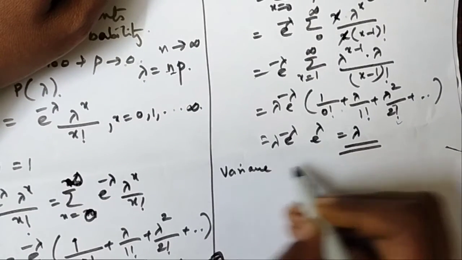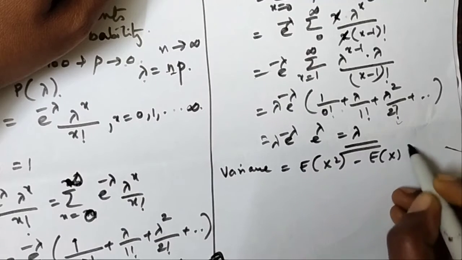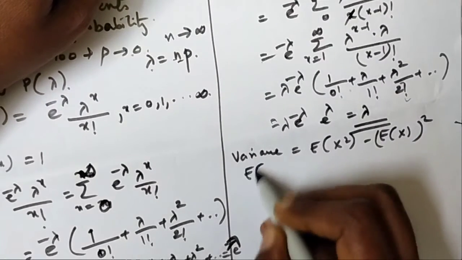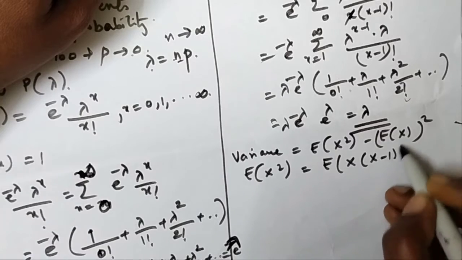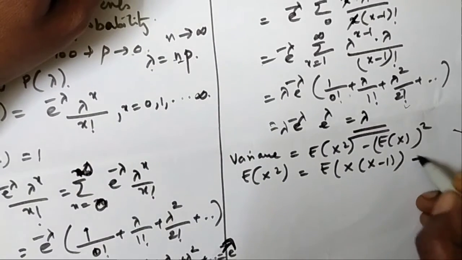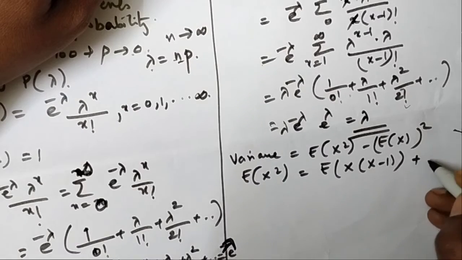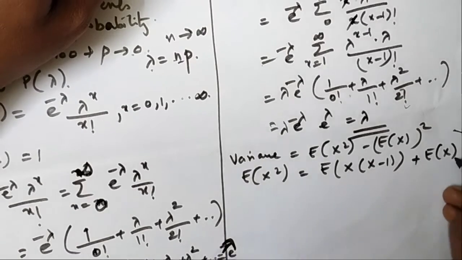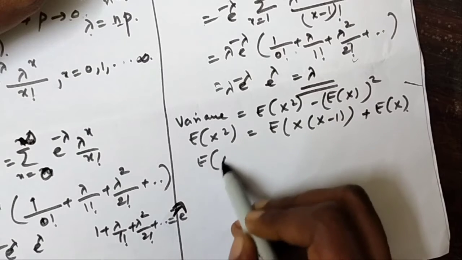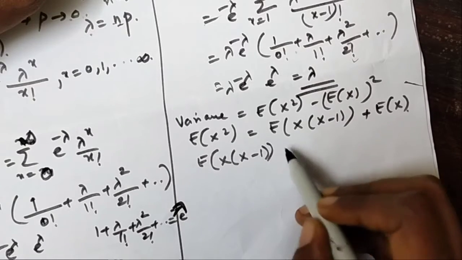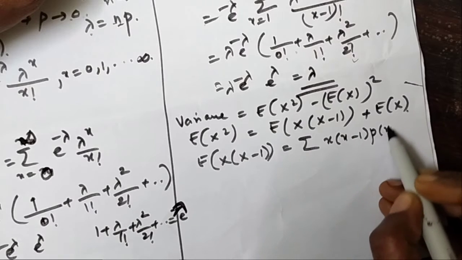Again, variance. Variance is E of x square minus E of x the whole square. So how will you find E of x square? It is E of x into x minus 1, plus E of x. Since x into x minus 1 is x square minus x, E of x also has to be added. So what is E of x into x minus 1? It is summation of x into x minus 1 into p of x.